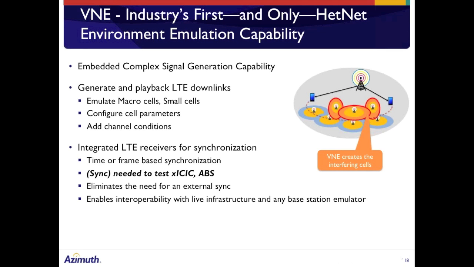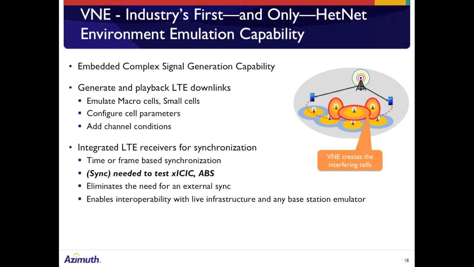And the reason this becomes important is, as you know, things like ABS, the interference mitigation algorithm, ABS entirely relies on time level synchronization down to the subframe for it to be able to service devices sitting in the CRE region. So if I come and tell you, don't worry about using live infrastructure, use VNE, I need to make sure that whatever interferer I generate is fully time synchronized with the serving cell.